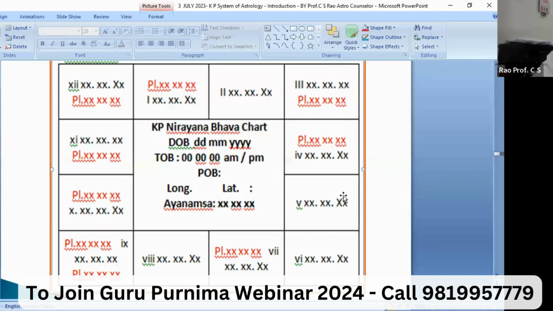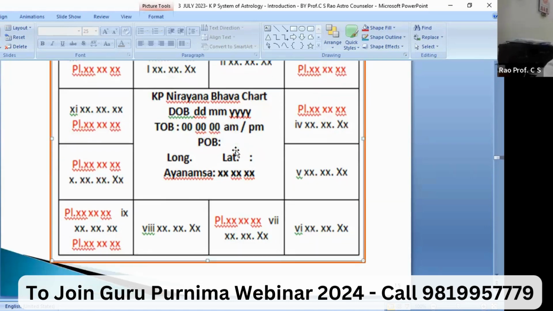Then only it is easy for us to do the next exercise. The next exercise is the model birth chart of KP Bhava, Bhavasputa. Here we mark the ayanamsa, whichever ayanamsa you are following, you put it. Then date, time, birthplace, longitude and latitude, all these things are common. For KP Nirayana, you have to specifically write KP. Then you go to the next part below.